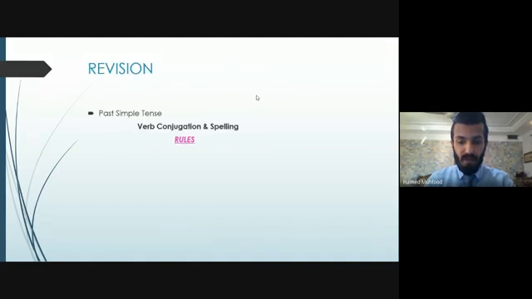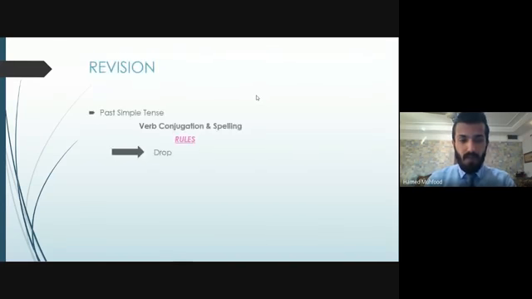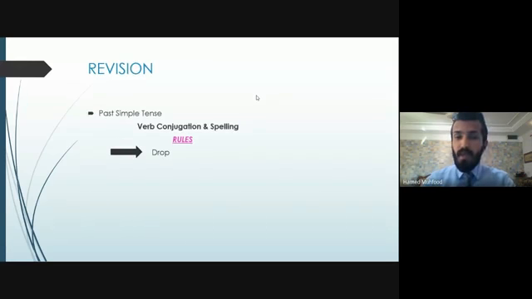Regular verbs, which are the standard verbs. We said that in English we have two types of verbs. One is regular verbs, the other is irregular verbs. Now we are talking about the rules of regular verbs, how to change the verb into its past form. We have multiple rules, the rules for changing the form of the verb into the past form.